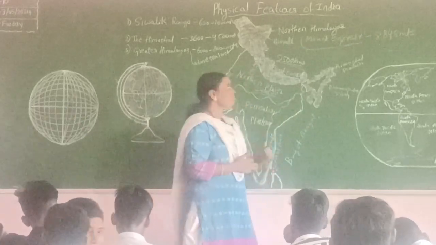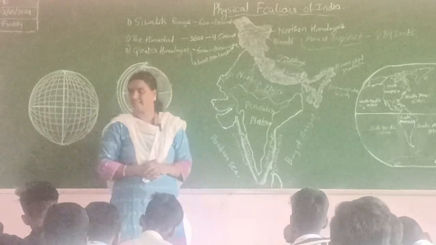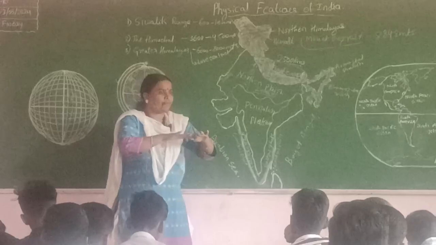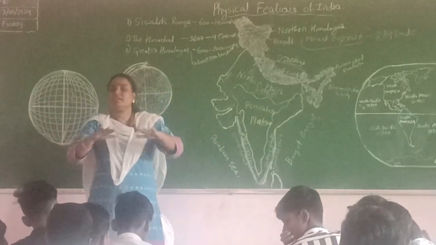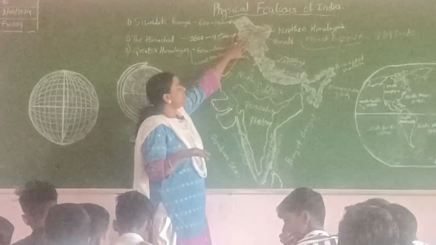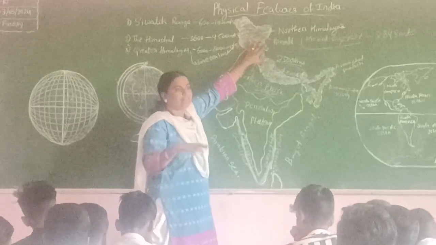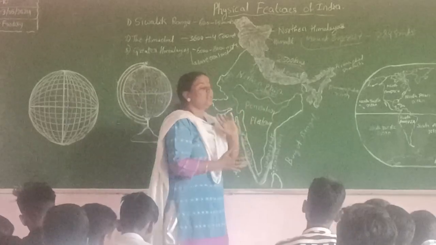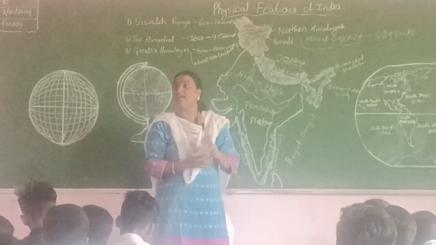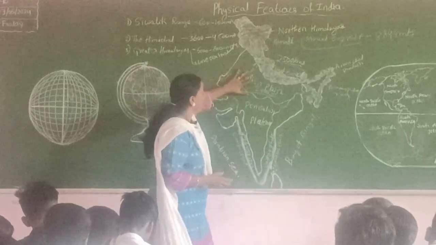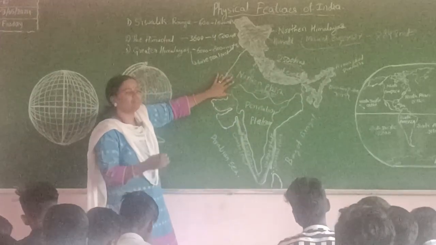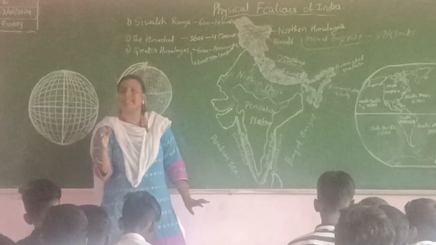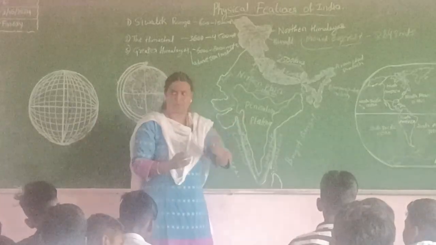And next one comes here, the northern plains. The next part of India is the northern plains, which is very flat. Because the glaciers flow from the Himalayas to the northern plains, they generate alluvial soil. This northern plain is full of alluvial soil, which is very healthy and very fertile soil in India, which is very helpful for the growth of food crops.